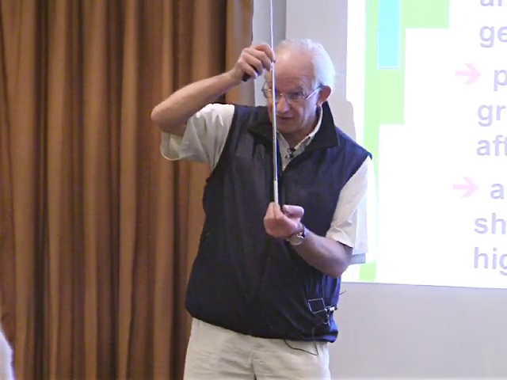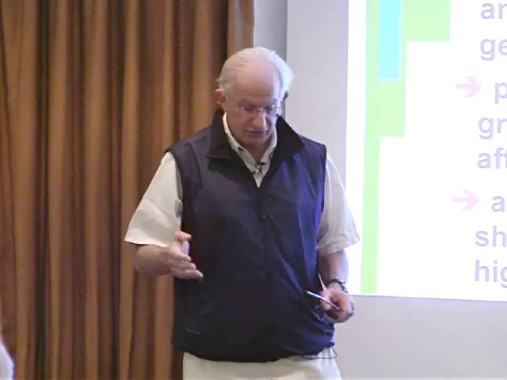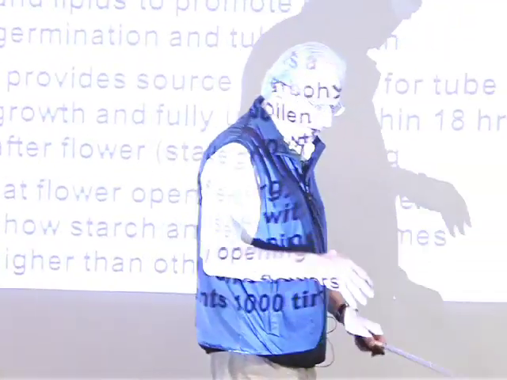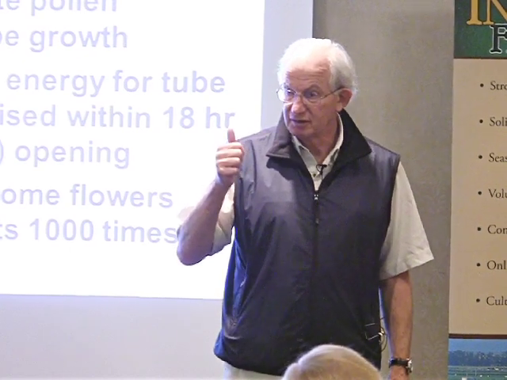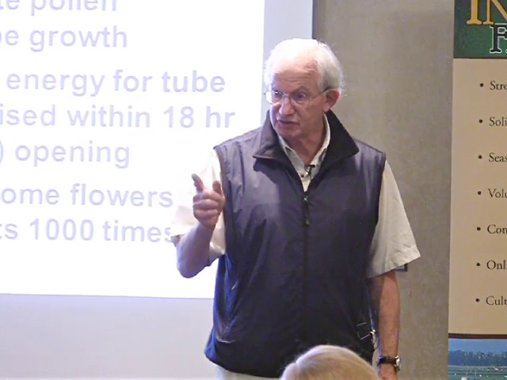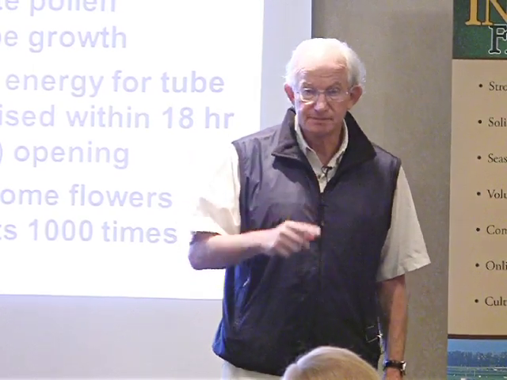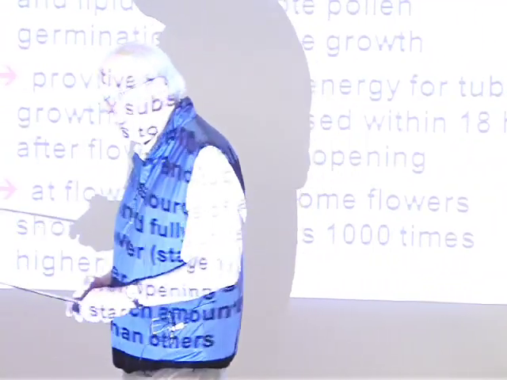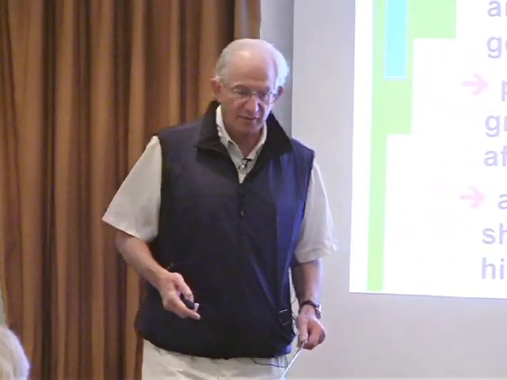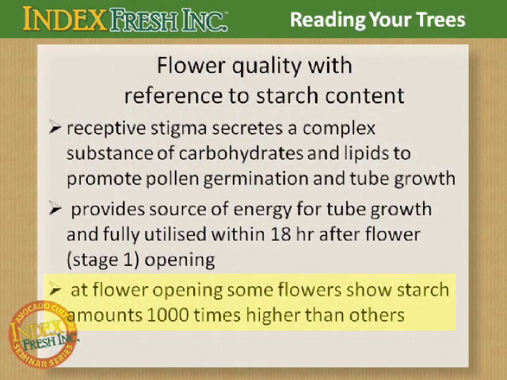But even when they get down and are fertilized, you need certain preconditions for good fruit set. You need those embryos to grow. You need hormone, principally cytokinin. You need starch to resource the growth of the new seed. You need water, and you need nutrient. You have to have all these things prepared for the tree in order to maximize your fruit set. And at flower opening, some flowers show starch amounts 1,000 times higher than others. So not all flowers are the same. Some are well resourced, some are not.